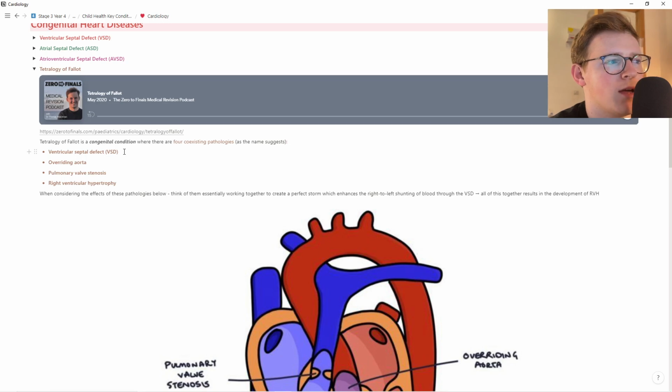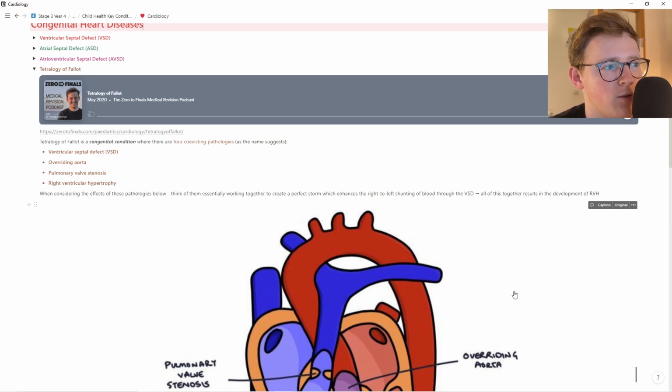Might be easy just to go into that separately. An overriding aorta, pulmonary valve stenosis, and right ventricular hypertrophy. When considering the effects of these pathologies below, think of them essentially working together to create a perfect storm which enhances the right to left shunting of blood, sort of at the back end of ventricular septal defect. All of this together results in the development of right ventricular hypertrophy.